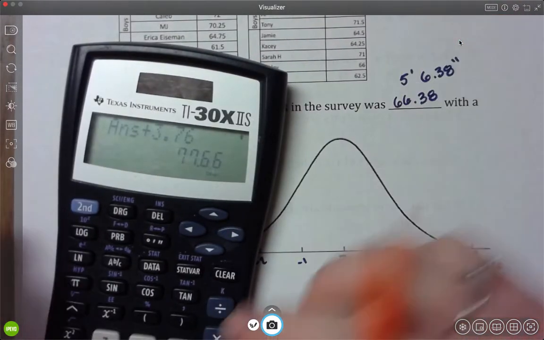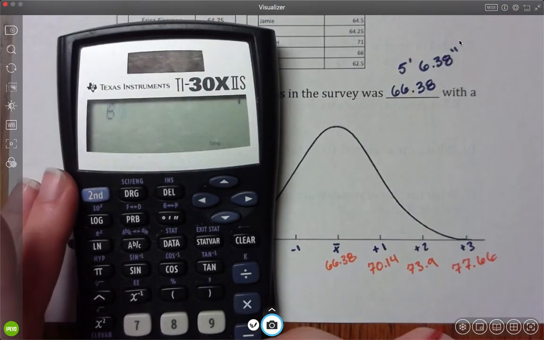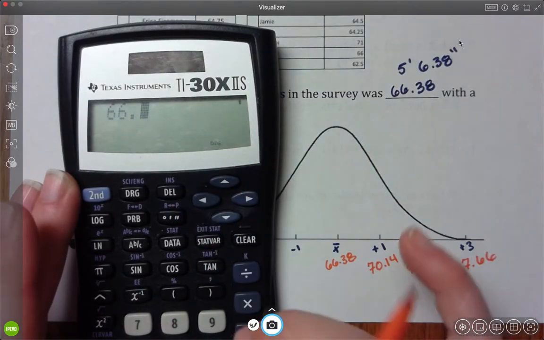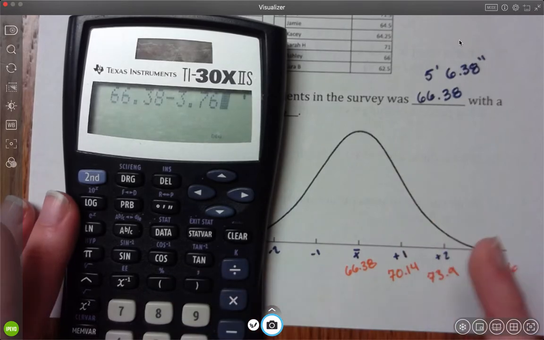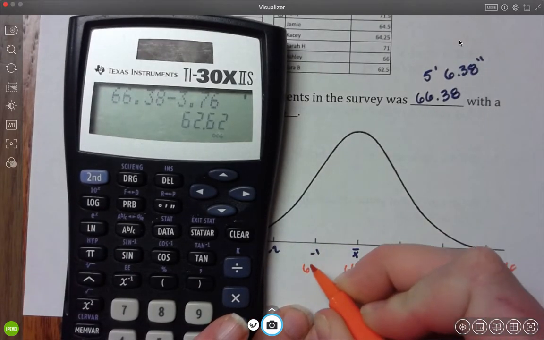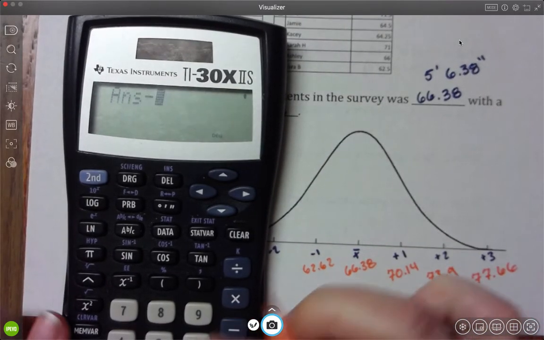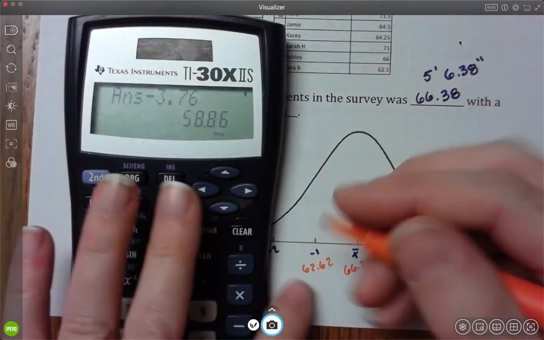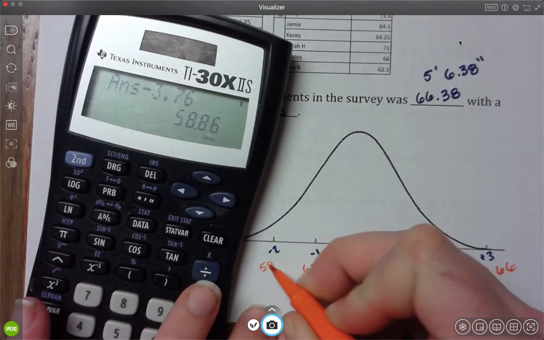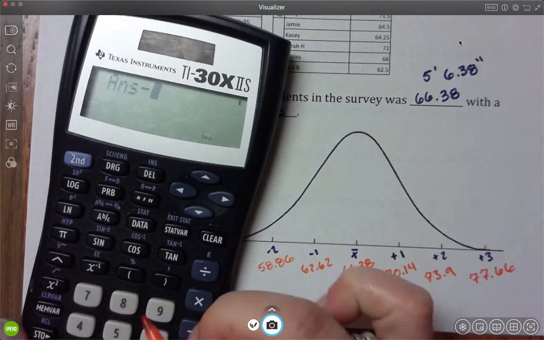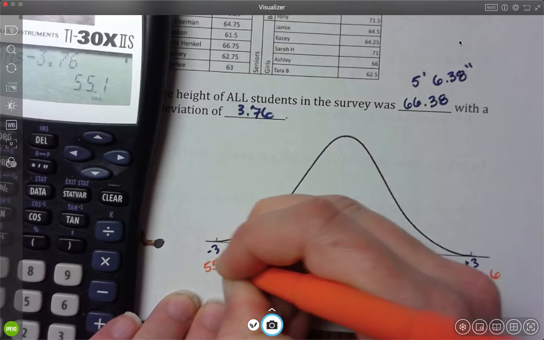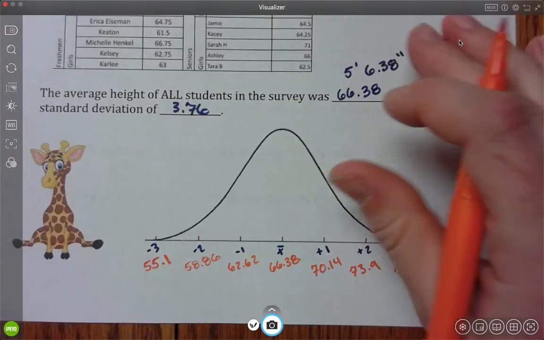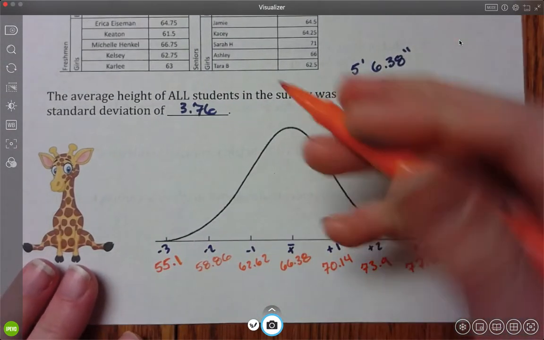Then down below, if I start with 66.38 and I subtract 3.76, 62.62, minus 3.76, this is the second time, 58.86, and minus a third time, 55.1. Okay, all right, so there I have my bell curve set up.